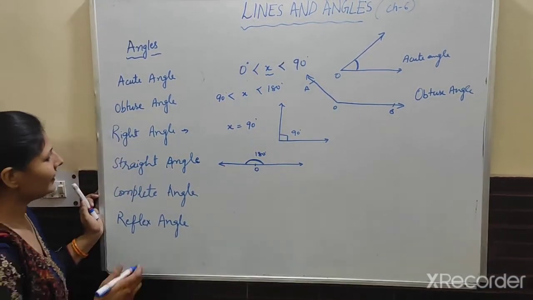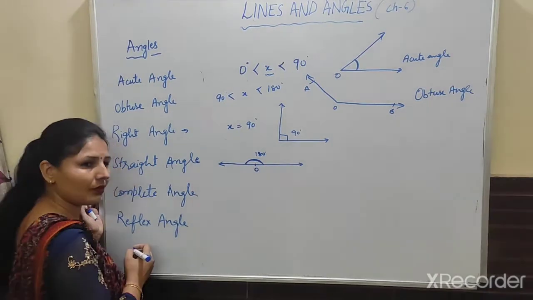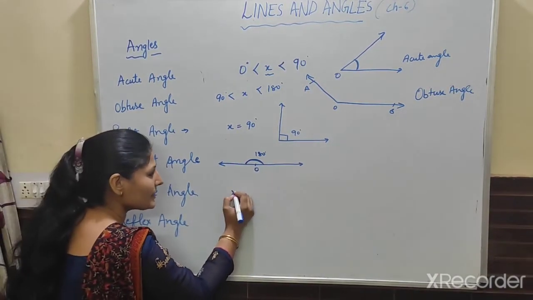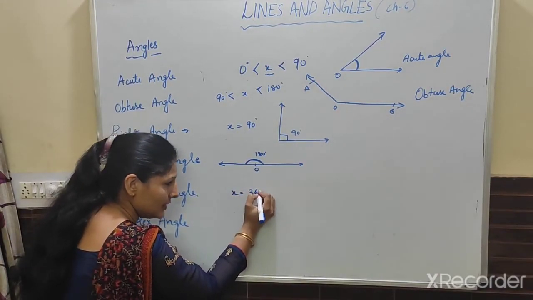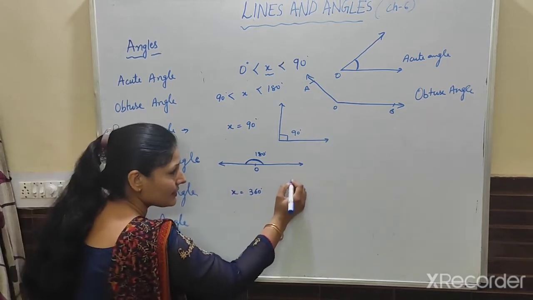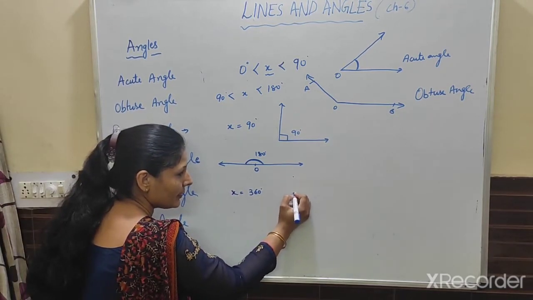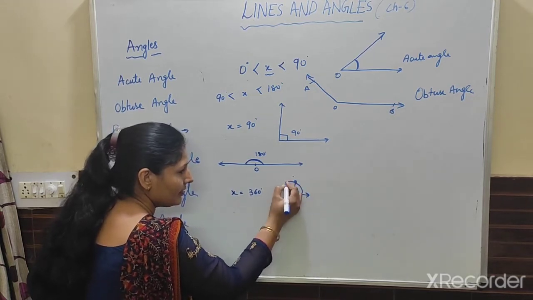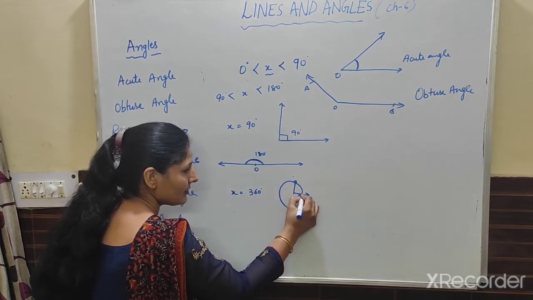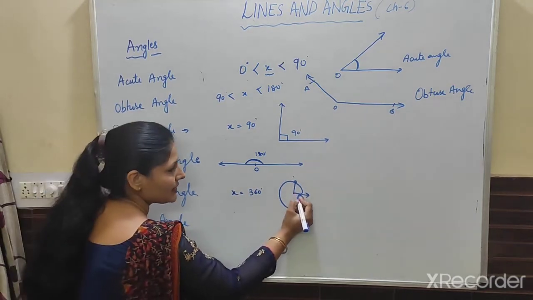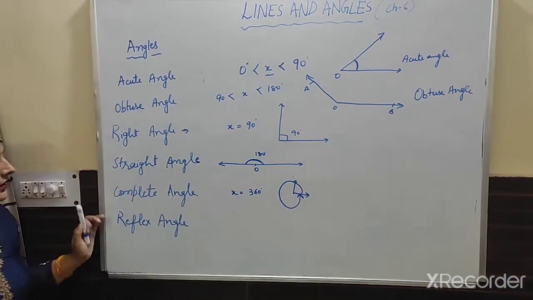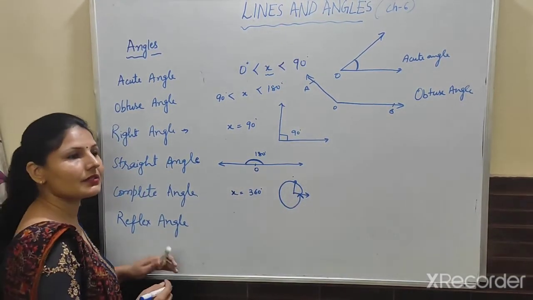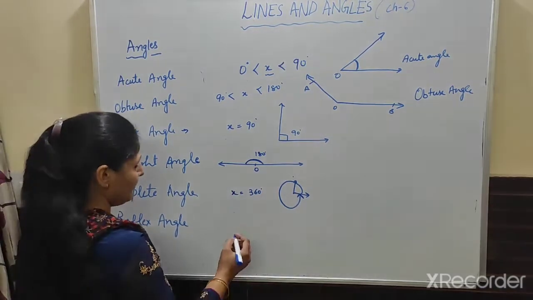Okay. Then complete angle. What is a complete angle? Whose measure is equal to 360 degrees. It means if this is a point on a line, then what will the complete angle be? It starts from here and comes back here, 360 degrees. Okay. Then the main angle is the reflex angle.